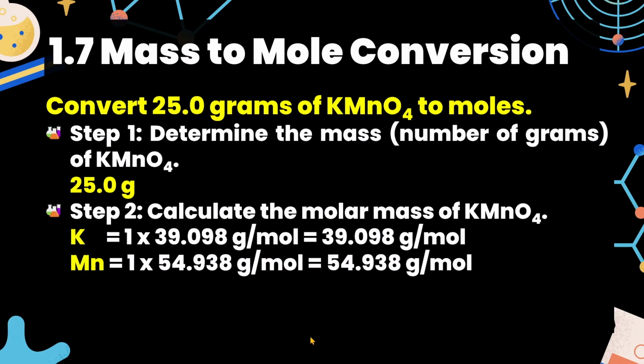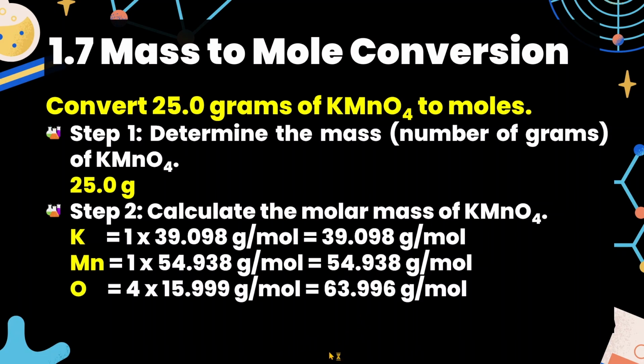There's only one atom of manganese. So the atomic mass of manganese is 54.938. But for oxygen, there are 4 atoms of oxygen in the chemical formula. So for oxygen, the atomic mass is 15.999. We need to multiply it by 4 because, again, there are 4 atoms of oxygen in the chemical formula.